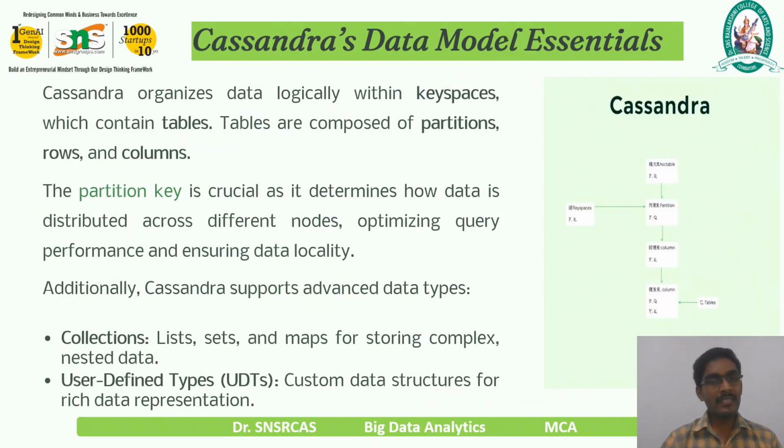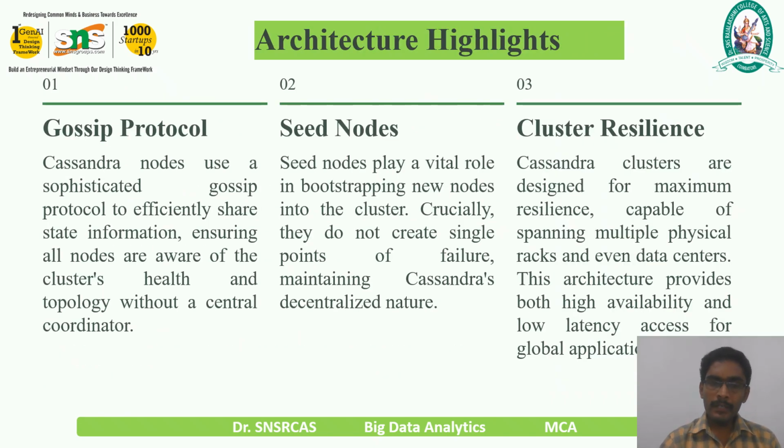And coming to data model essentials of Cassandra. Here, data is organized into keyspaces which hold tables. Tables are made up of partitions, rows, and columns. The partition key decides how data is distributed across nodes, which helps keep queries fast and data localized. Cassandra also supports collections like lists, sets, and maps, and even allows you to define custom data types for more complex data structures.